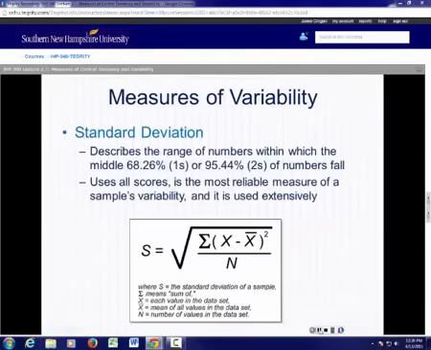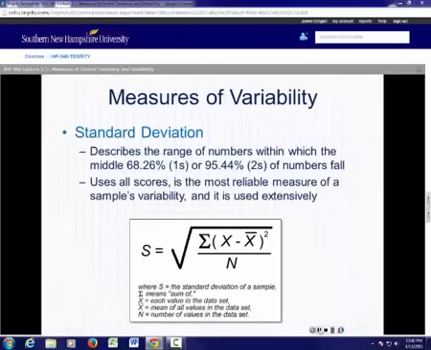The other measure of variability is called the standard deviation. This is used extensively in the literature, and unfortunately it's sometimes the hardest to understand, so let's break this down a little bit. The standard deviation describes the range of numbers within which the middle 68.26% of scores fall, and that is for one standard deviation above and below the mean. You can do two standard deviations above and below the mean, and then three standard deviations.